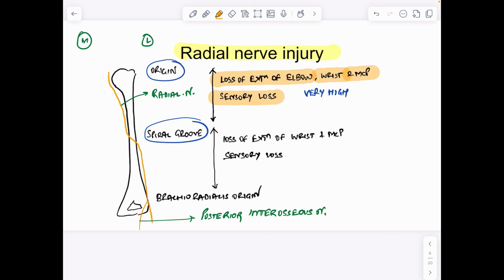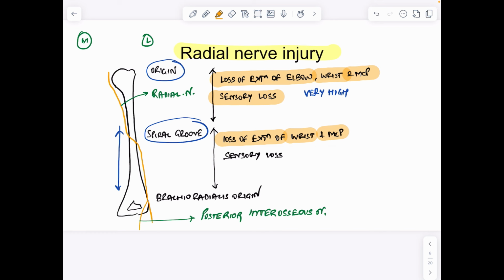It is the first web space of hand. Another one is that if the radial nerve is injured in between the spiral groove, at the level of the spiral groove all the way up to the level of the brachioradialis origin, then there is going to be a loss of extension of the wrist and metacarpophalangeal joint, but there will be no loss of extension of the elbow. Why?